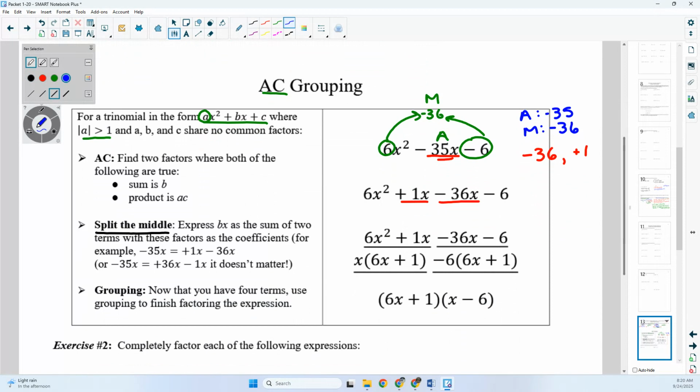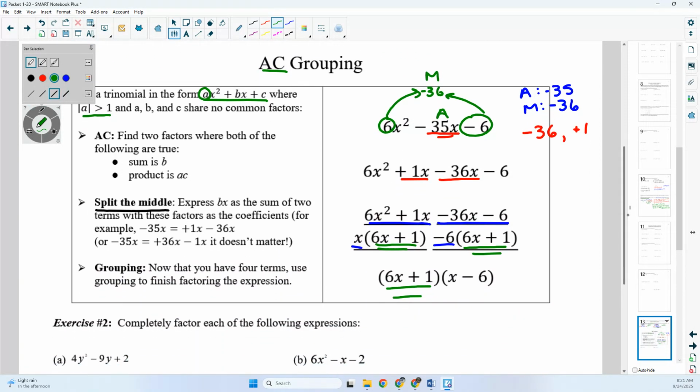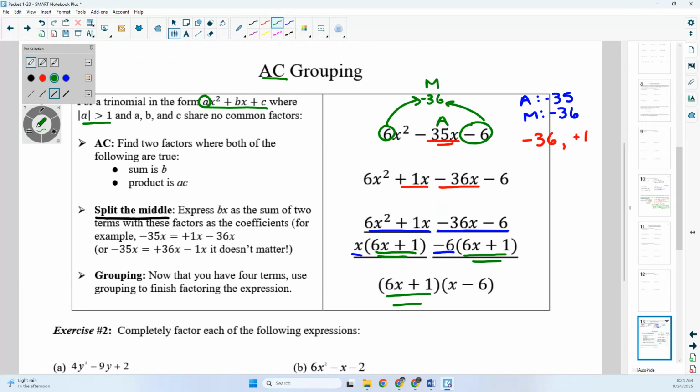So the next thing I do, once I have those 4 terms, is go into the grouping that we learned in the last lesson. If I look at the first 2 terms, my GCF is x. If I look at the second 2 terms, my GCF is -6. I would definitely take out the -6, but I'm also trying to make this binomial, the 6x plus 1, match, so that can help you pick what to take out as well. Once we have this GCF, we take it and put it in front, and then it's factored. Just like the top, we have 6x plus 1, x minus 6. So that is the process of AC grouping: AC for my multiplying number, split the middle, and then use your grouping method.